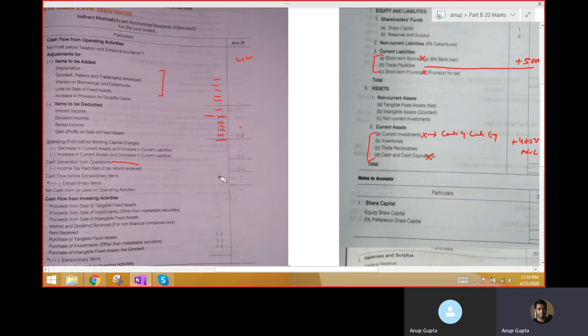Again, I will just give a quick revision of cash flow from operating activity, and then I'll solve a question so that it becomes very much clear. So we start with net profit before tax and extraordinary items. I've taught you how to calculate this one. Then adjustment for non-cash and non-operating items.